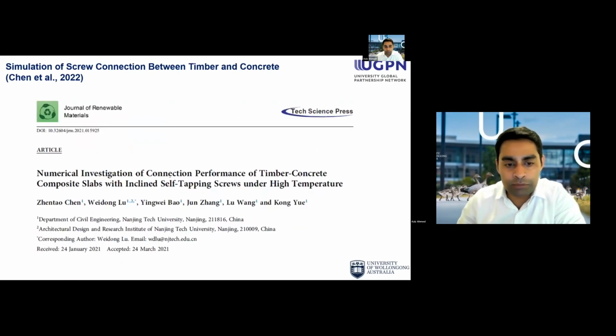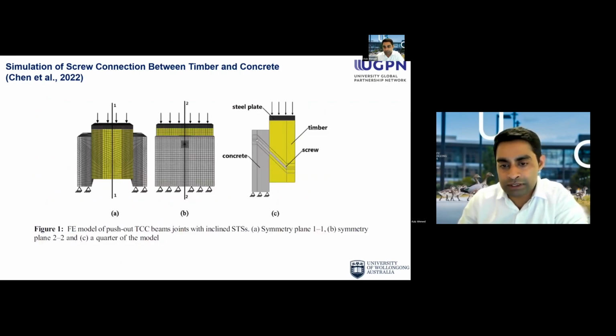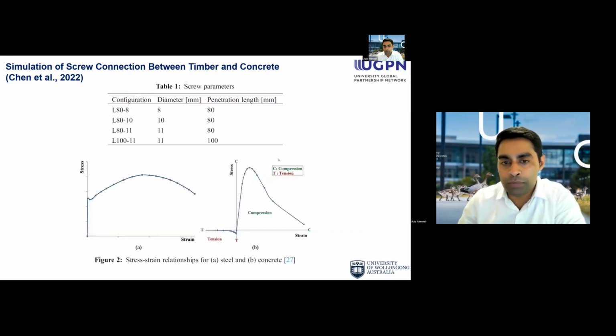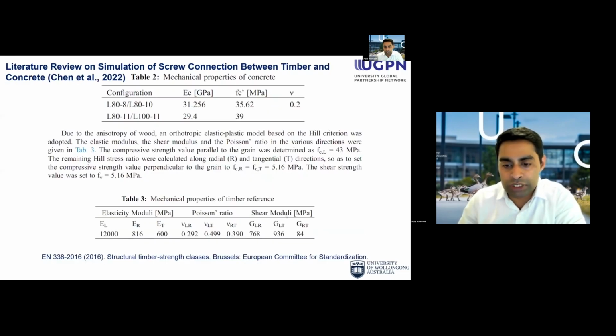So this is another paper on the connection performance of a timber concrete composite slab with inclined self-tapping screws. This is an inclined self-tapping screw, this is timber, and that's concrete. There is a steel plate to apply the load. So it's a bit more complex to model, and we need a bit more elastic modulus information.